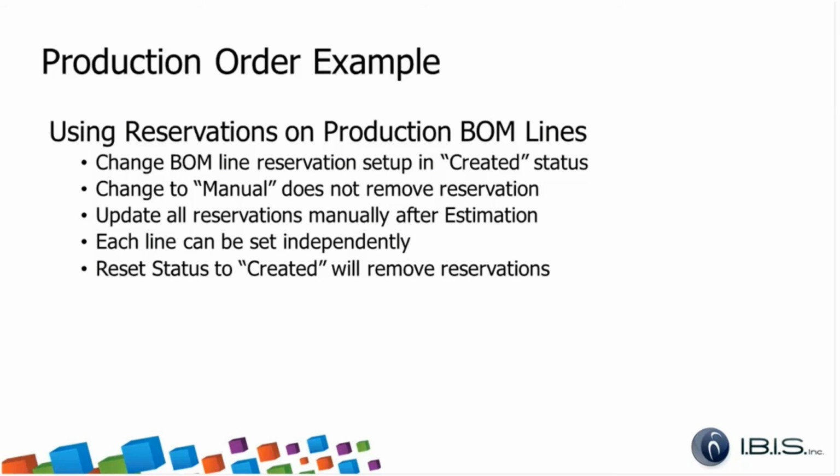One way to remove all the reservations on a production order, so all the reservations for the component items, would be to reset the status of the production order to created. This will also remove all the transactions for those BOM lines, but it'll take the reservations with it. And this is because the reservations and the transactions are not created until the order is in a status of estimated or later.